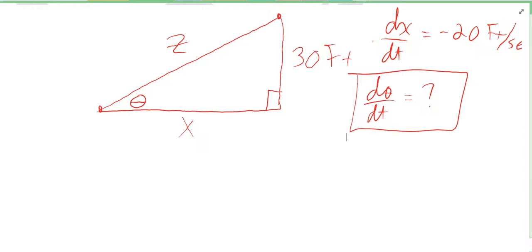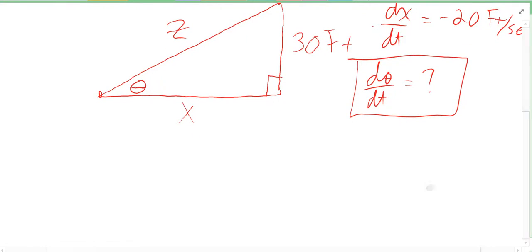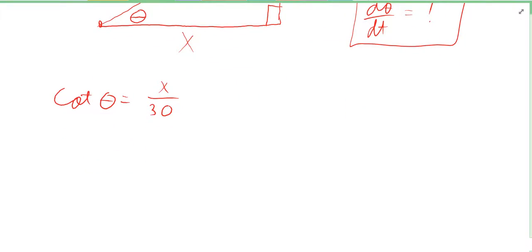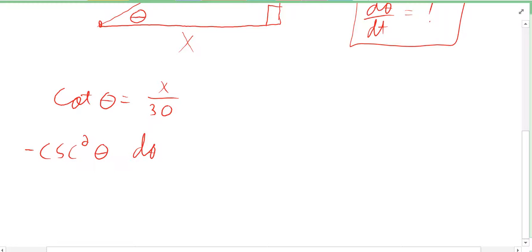Tangent. Tangent will be 30 over x, or we could do cotangent like we did yesterday and make it x over 30. I'm going to do cotangent, just because I want x to be in the numerator when I derive it. So cotan theta is equal to x over 30, and this is almost identical to the problem we did yesterday. We're going to derive this now. When you derive cotangent, you get negative cosecant squared theta times the derivative of the inside of that thing, which is d theta dt.